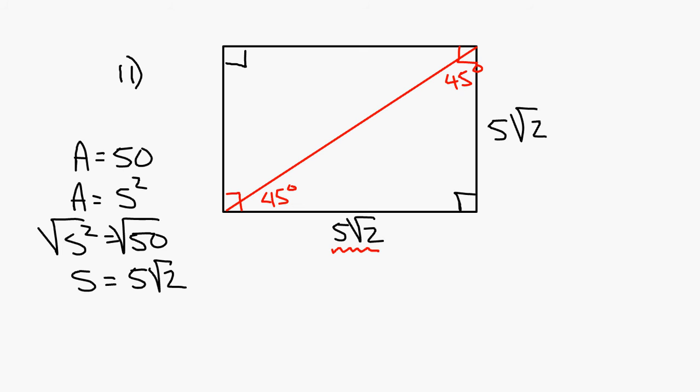So if you take 5 square root of 2 and you multiply it by the square root of 2, you're going to get 5 times the square root of 4. And the square root of 4 is 2, and 2 times 5 is equal to 10. So the length of this hypotenuse is 10.